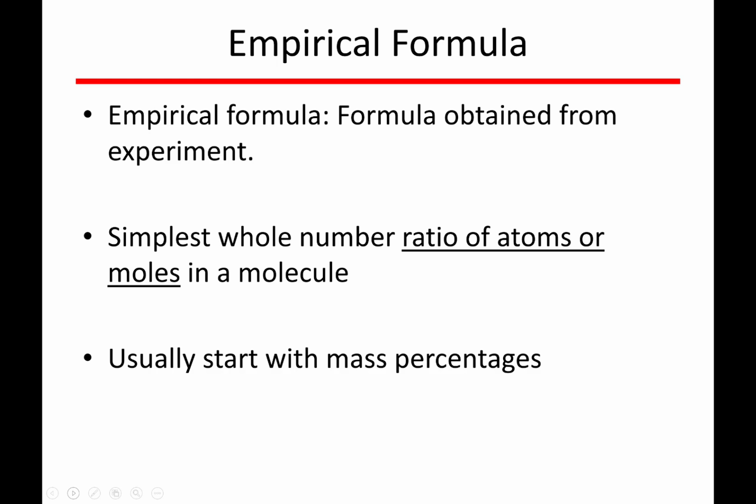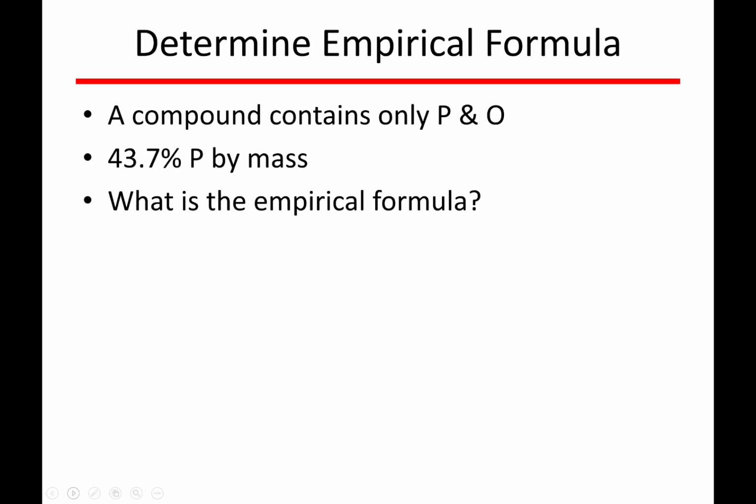But in this video, we're going to talk about how you can use mass percentage data to find an empirical formula. In this problem, you're told that a compound contains only phosphorus and oxygen. You're told that it's 43.7% phosphorus by mass. And you have to find the empirical formula for the compound. How are we going to go about solving this?